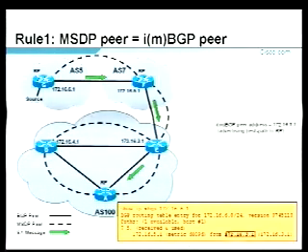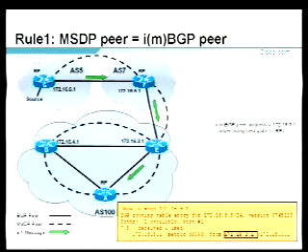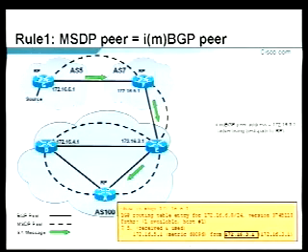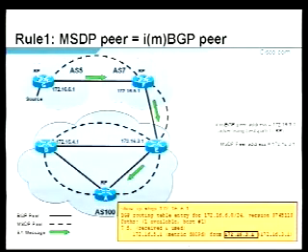So what router A does is, okay, my BGP peer address is 172.16.3.1. I received the MSDP SA update from a peer address of 172.16.3.1. They match. They're the same.